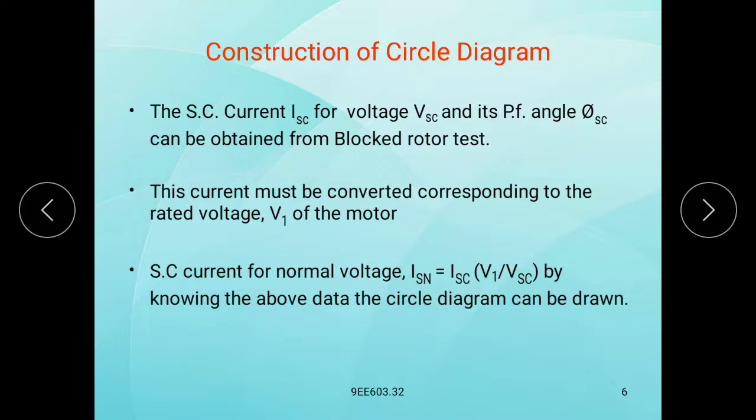The short circuit current for normal voltage, ISN, is equal to ISC times V1 by VSC. So now, knowing the above data, the circle diagram can be drawn.